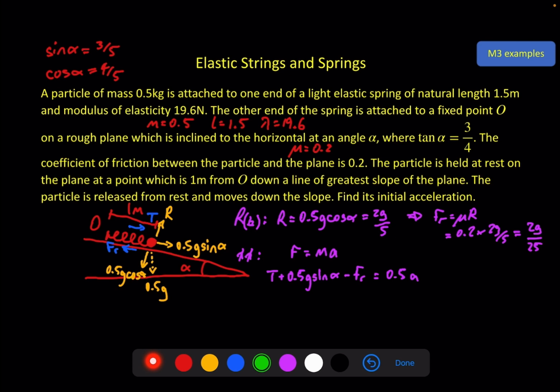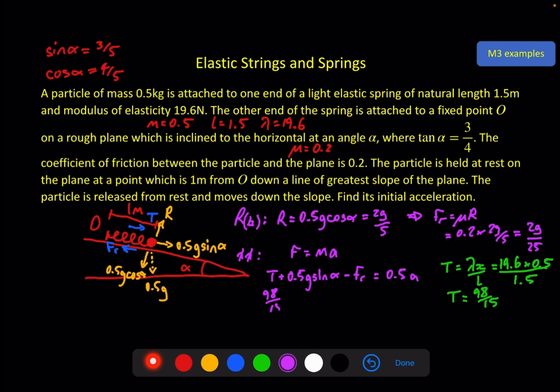On the side, let's do T. The tension is equal to lambda x over L, and that is 19.6 times the compression. Compression from 1.5 to 1 is a half, divided by the natural length, 1.5. So the tension in the spring is 98 over 15. So now we know the friction, we know the tension. I can put that into this equation and calculate a.